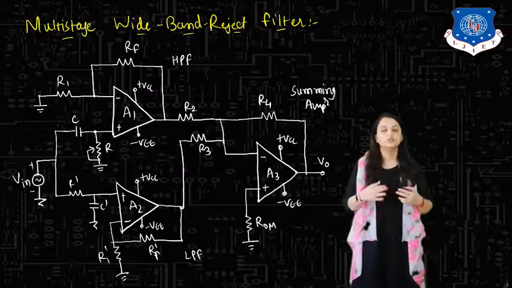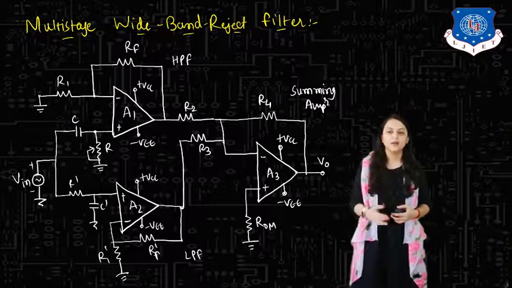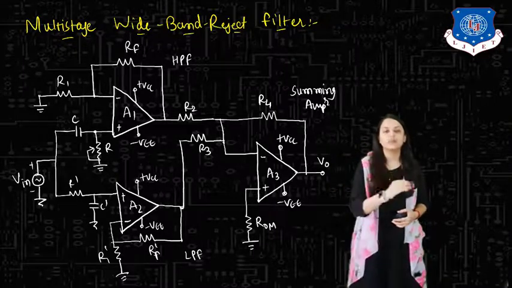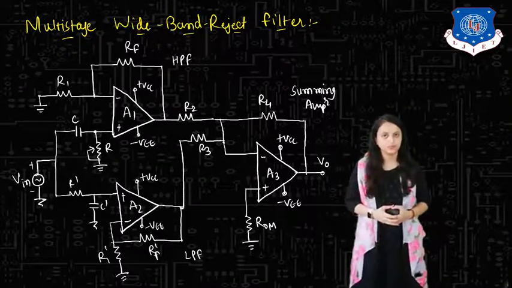In short, to design a multi-stage wideband reject filter, we have used a high pass filter, low pass filter and summing amplifier combination. Okay.